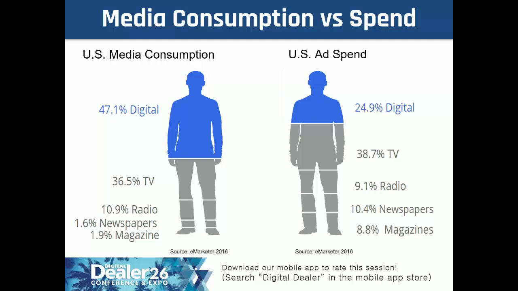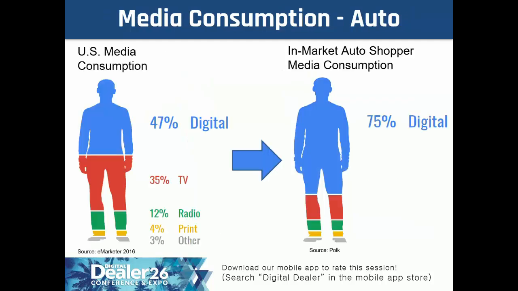So I think digital, even though it's been around for a long time, the opportunity and arbitrage is still there. And I'll walk you through a couple more slides that'll make it a little bit more relevant to the automotive space. On the left, we have the same gentleman that we looked at in the previous slide, media consumption. On the right is actually in-market auto shopper. So Polk did a huge study. I think this data is from 2017, I want to say.